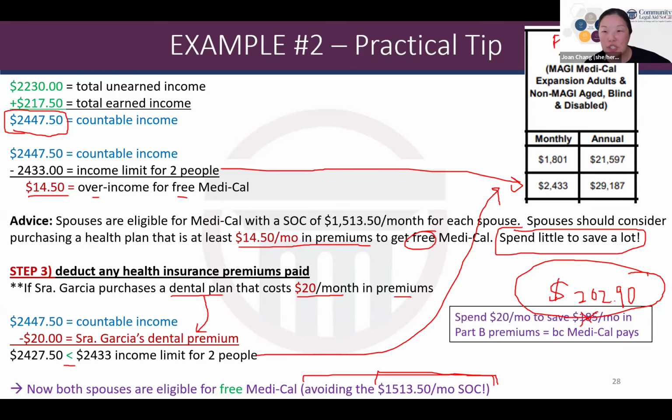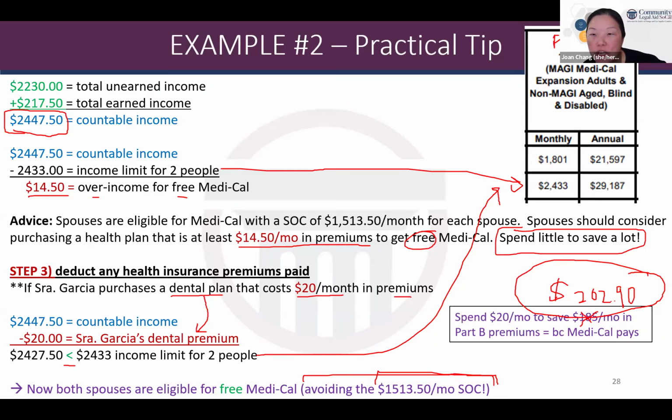Oh, I'm getting questions in here. I'm so sorry. Does this include your monthly Social Security income? Your Social Security income is always counted. Yes, unfortunately.